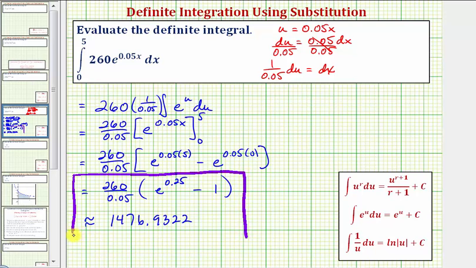Remember, in our homework system, if we enter the exact value and click the preview button, it will show the decimal approximation. I hope you found this helpful.